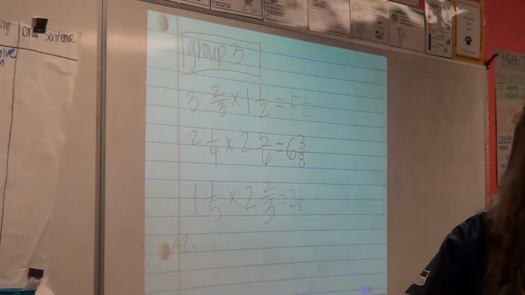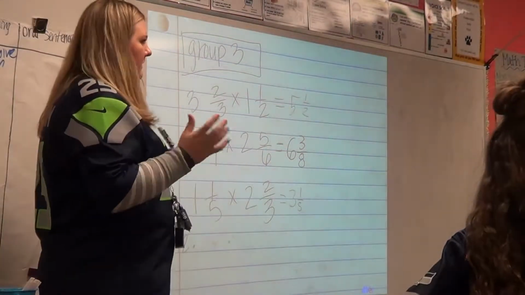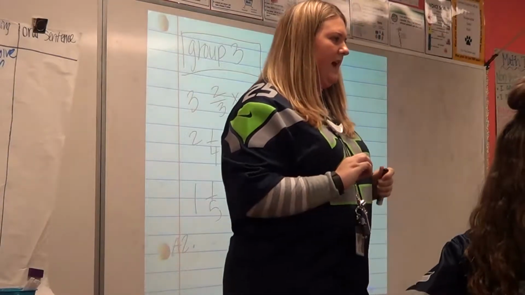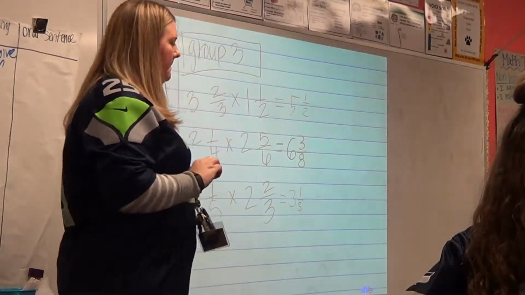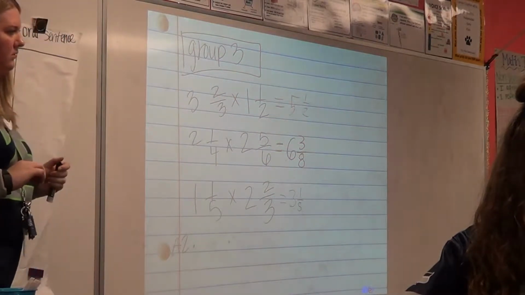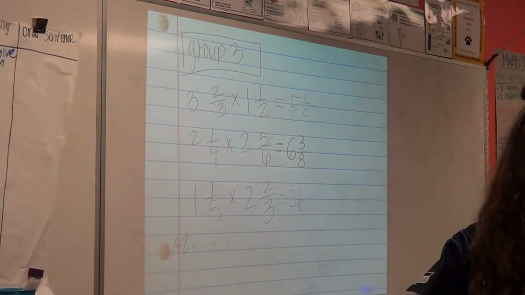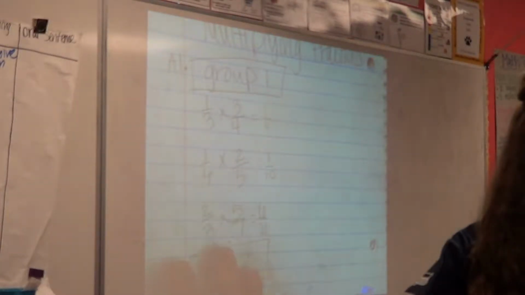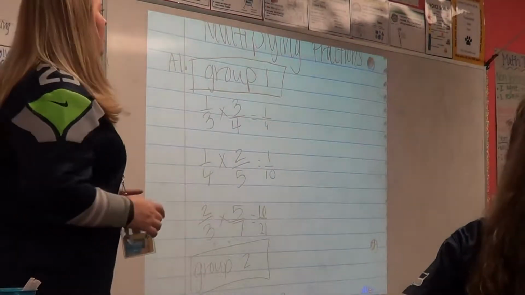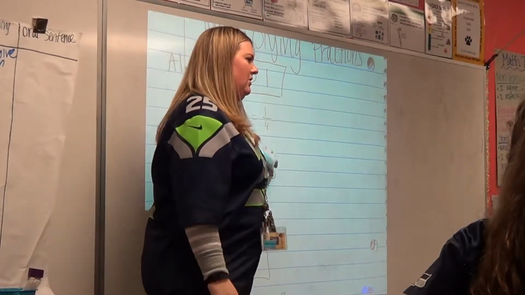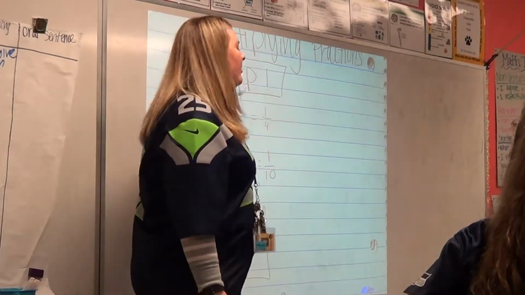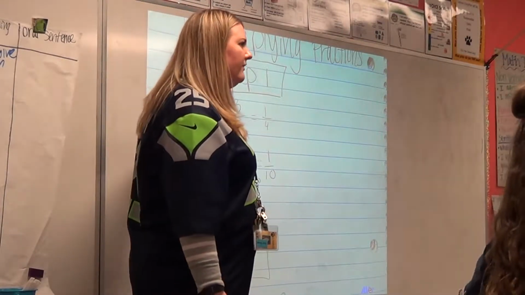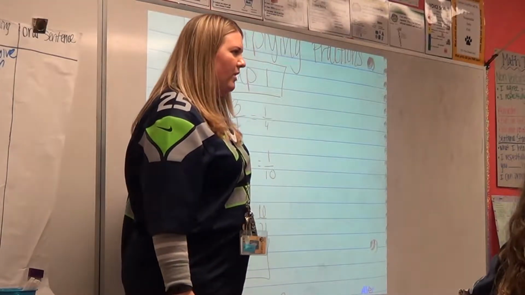And then what about group 3? What do you notice group 3 has in common? Aaron? They're all mixed numbers. Yeah, they're all mixed numbers. So what would be an example for that group that we could add? Colby? 2 and 1/4 times 5 and 1/5. Okay? So in your table groups, I'm going to give you 30 seconds to come up with the algorithm or the set of rules for how you would solve problems in group 1.